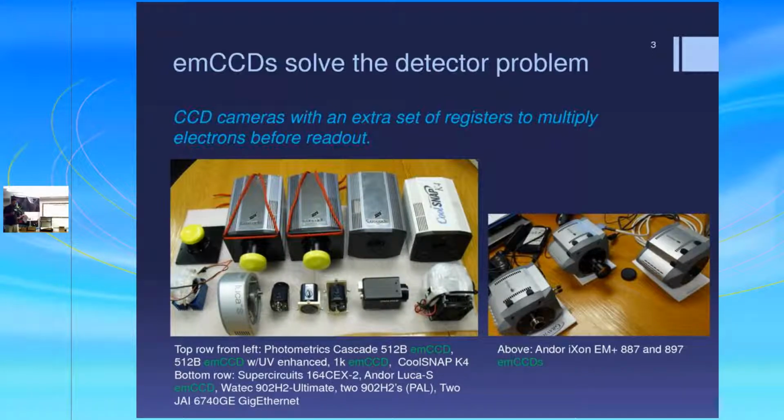Some of the cameras we have acquired are shown in the pictures. The larger Photometrics Cascade cameras on the left and the 3 Andor Ixon cameras on the right use EMCCD detectors. EMCCDs have an additional set of registers on chip which multiply the photoelectrons prior to readout.